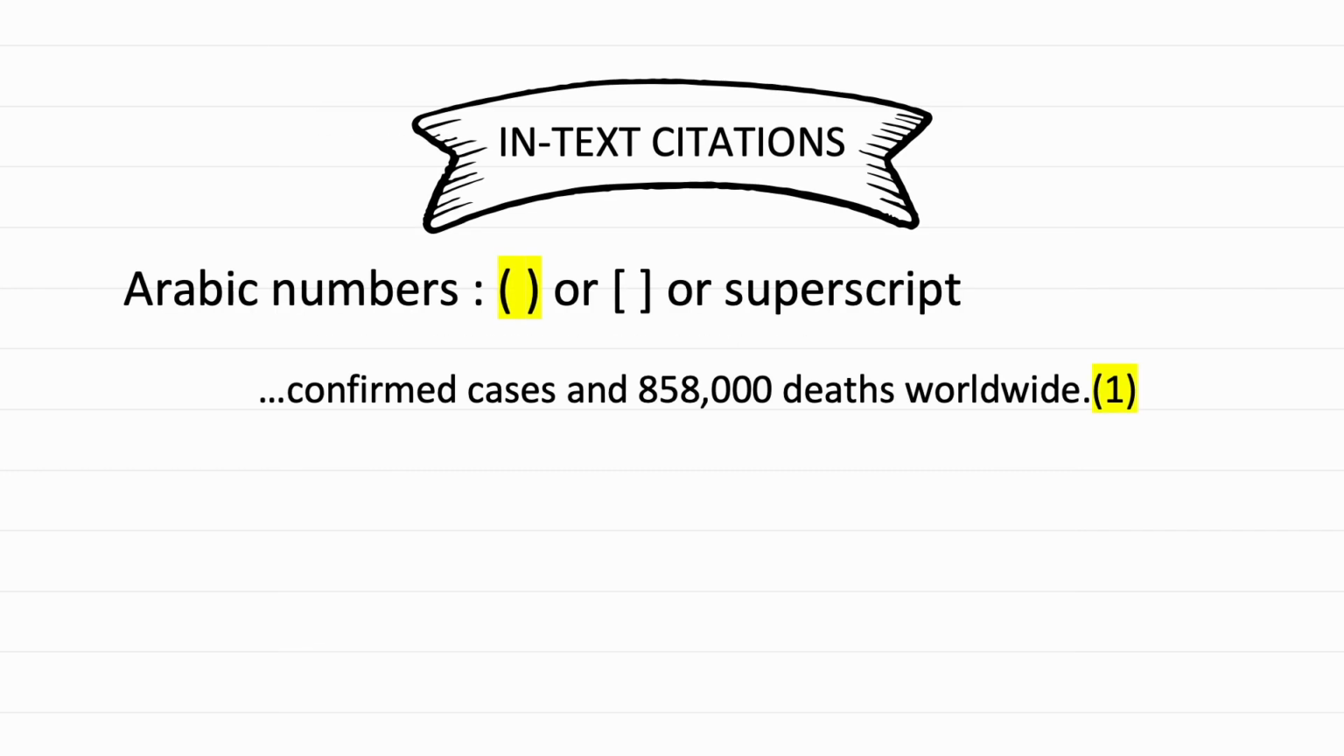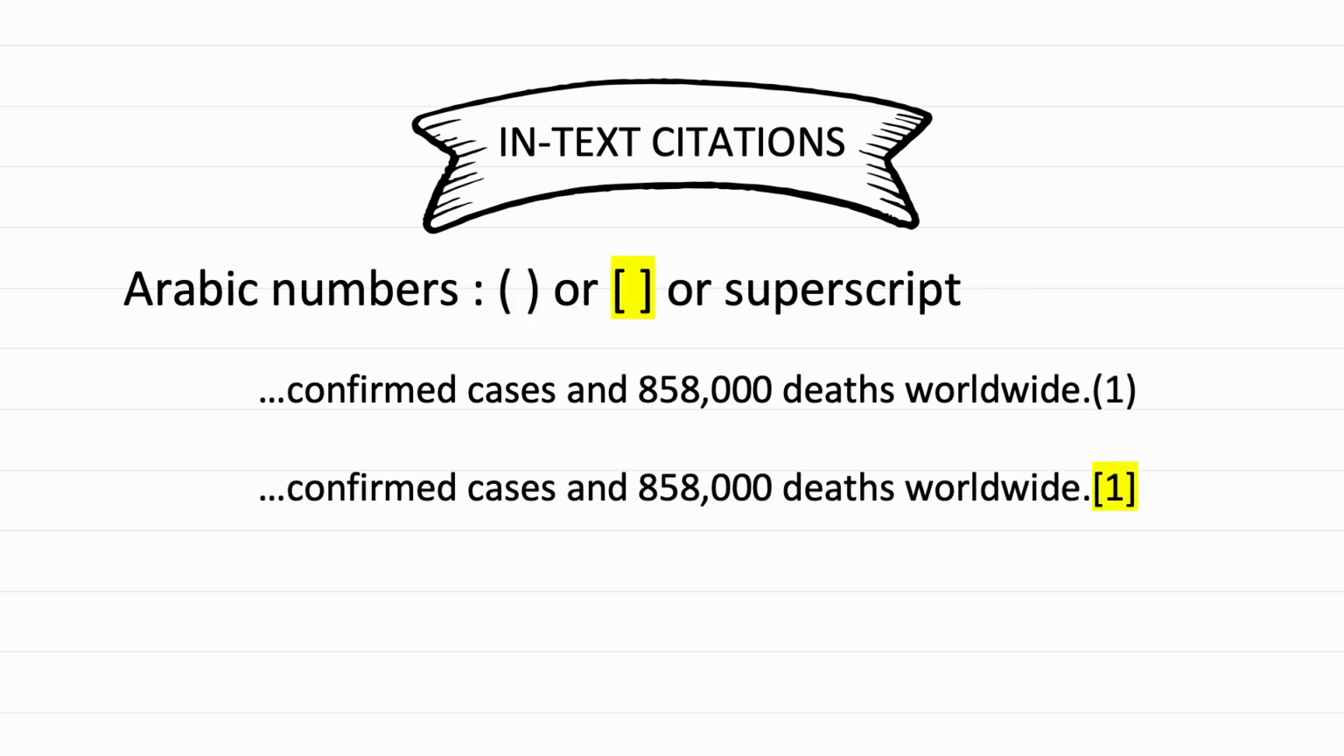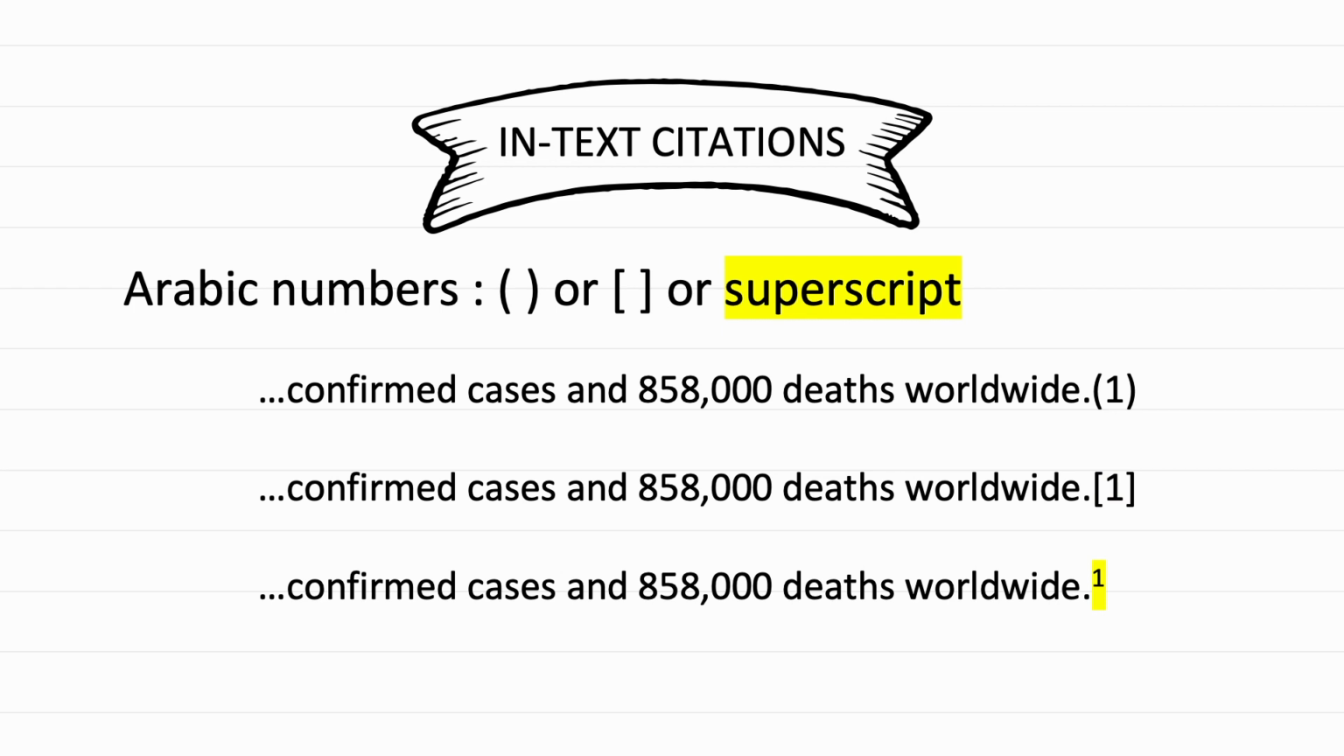In the Vancouver style, citations within the text are identified by Arabic numbers in round or square brackets. Arabic numbers in superscript with no brackets can also be used rather than brackets. Whatever format is chosen, it is important that the punctuation is consistently applied to the whole document. This applies to references in text, tables, and figures.